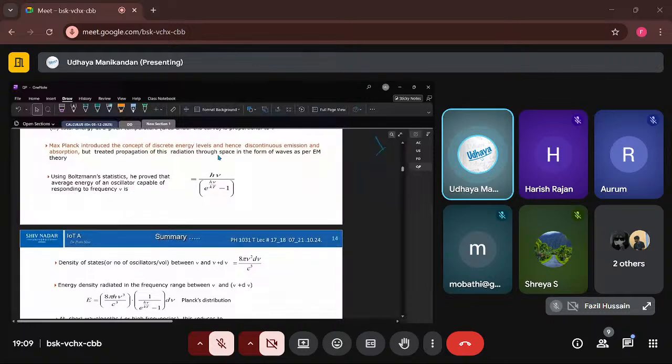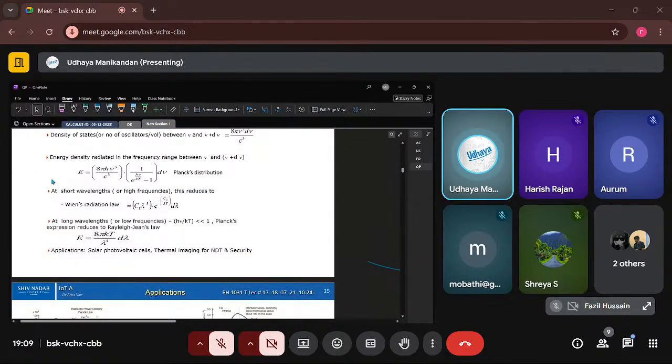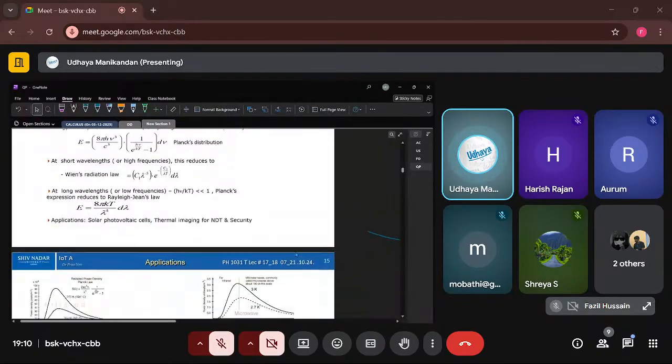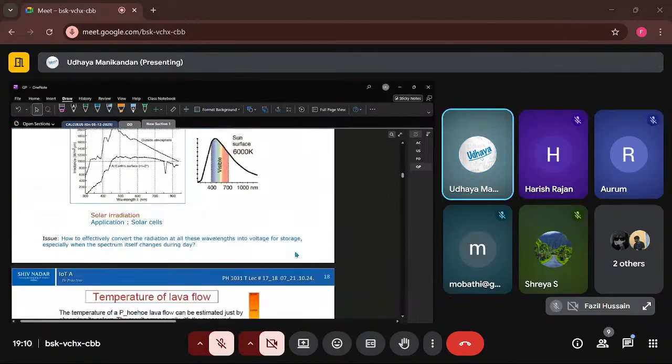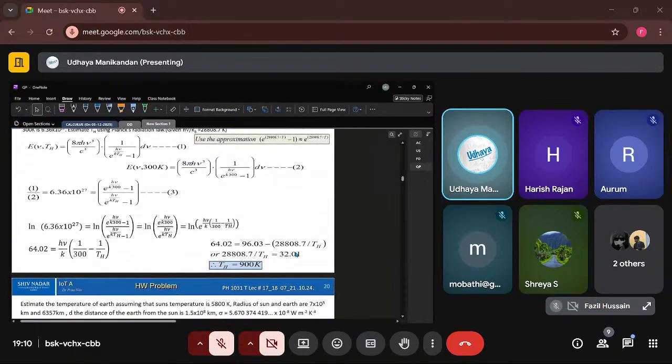So Max Planck gave us this formula. We have seen the expressions for Wien's radiation law. We have seen the expression for Planck's distribution, which generalized Wien's law as well as Rayleigh's law. We have made various applications here. You can just take a note of all those applications.